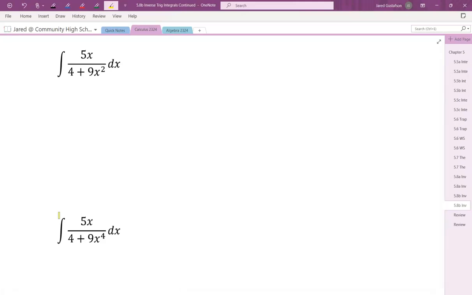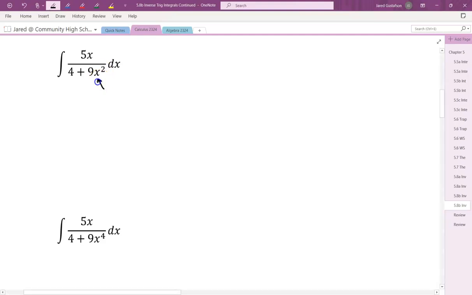We might be able to use u-substitution. We might be able to use some natural log ideas. Don't see any trig this time, but we always have to be on the lookout for those structures for our inverse trig functions. Let's look at this first one. What are some ideas? What are some things that I'm thinking of?